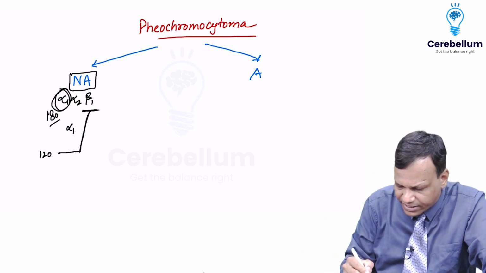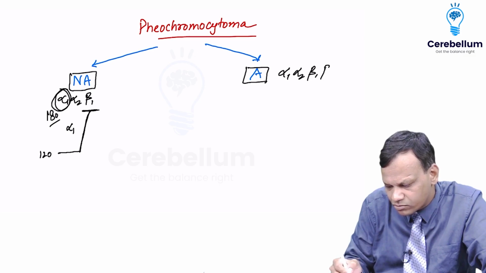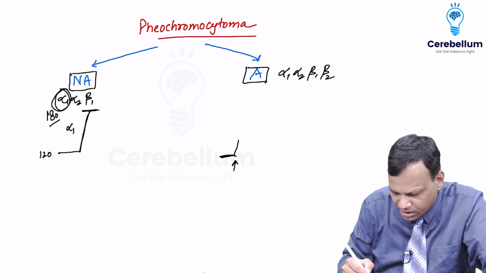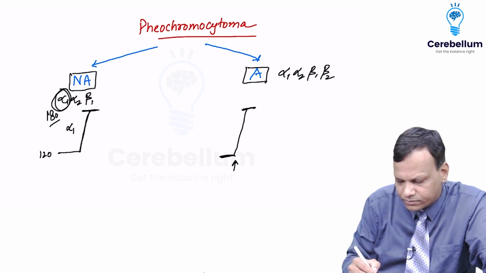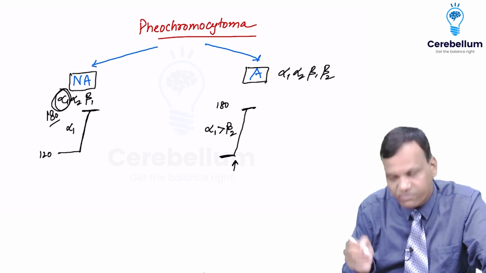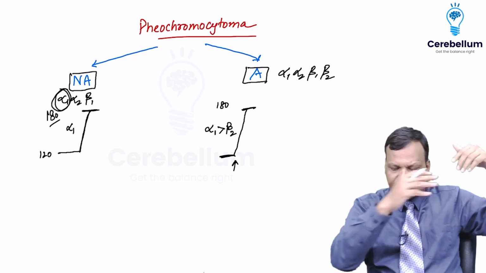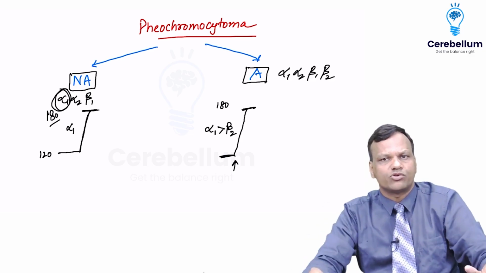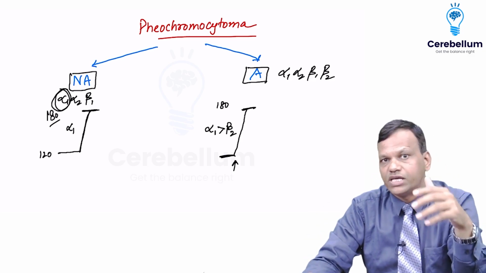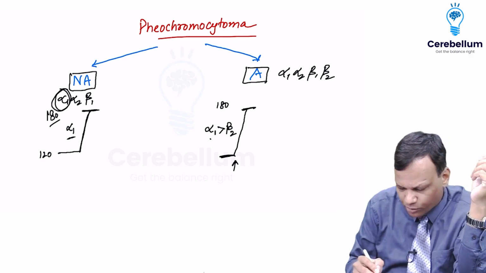Now if a person has an adrenaline producing tumor, adrenaline can stimulate all: alpha 1, alpha 2, beta 1, beta 2. So if this is the normal BP, after adrenaline comes in the blood, the BP will again become 180. And this happens because alpha 1 is stimulated more than beta 2, because alpha 1 is powerful. So BP is still high. So with both adrenaline producing as well as noradrenaline producing tumors, the patient presents with hypertension, BP is very high.